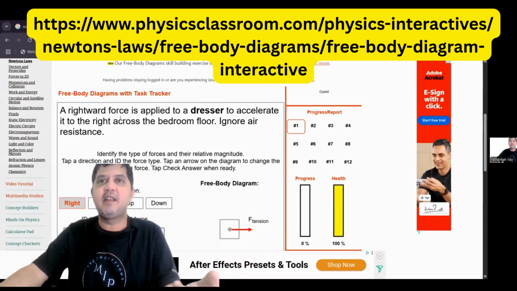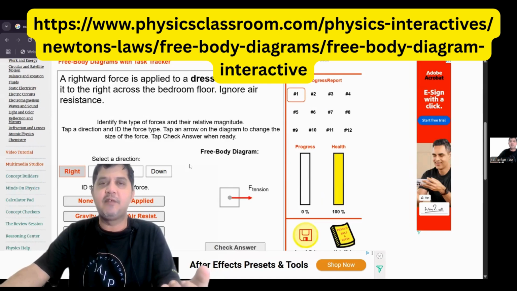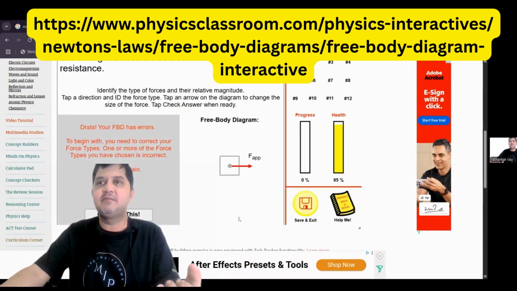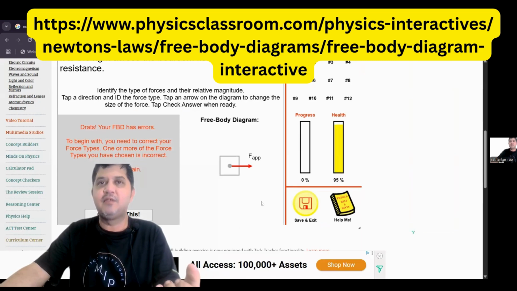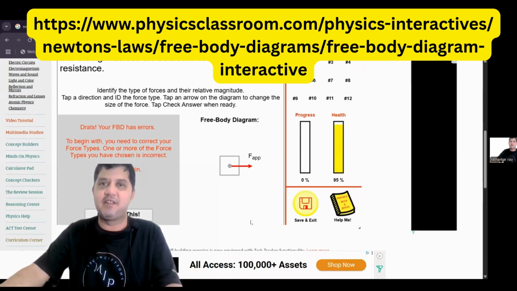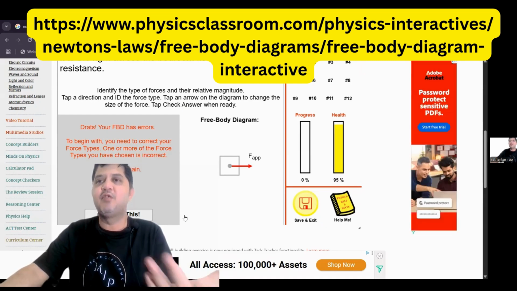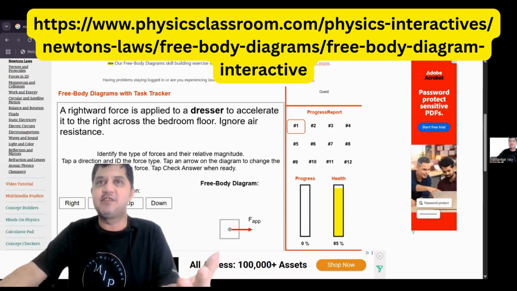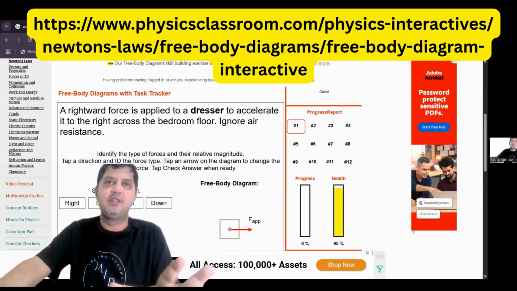So how is it done? A rightward force is applied to a dresser to accelerate it to the right across the bedroom floor. So therefore, I can say maybe F applied is here. You can check this answer. If you get the correct answer, fine. If it is wrong, then it says your FBD has errors, right? So you can rectify this and get to know how to solve this one. So this is how you'll be able to solve questions, and really it's a wonderful tool to understand the kinematics part of it, or the mechanics part.